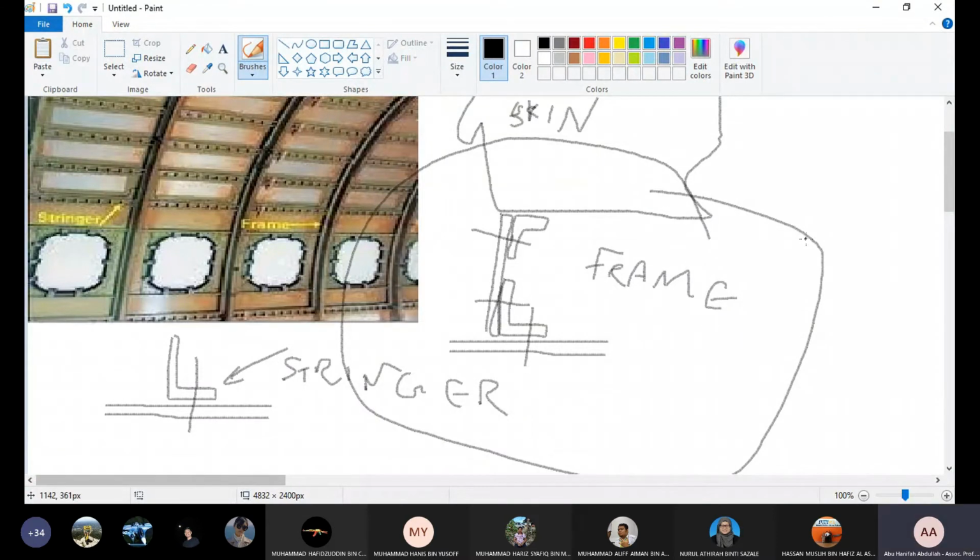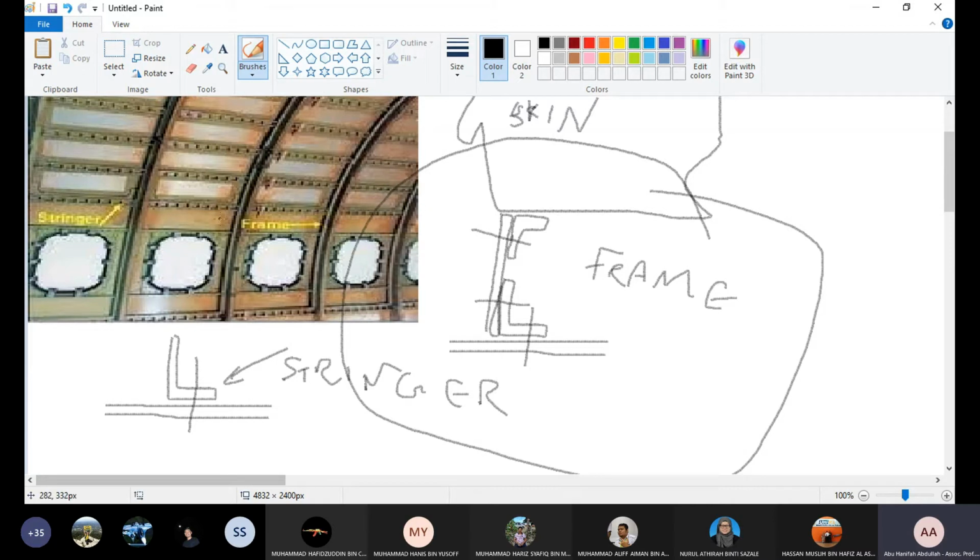Okay, so this is what we have typically. We do not have any other concept or other design. This is the basic design of the aircraft structure. You can see here, this is a picture of part of the aircraft structure. So you can see most of the construction.